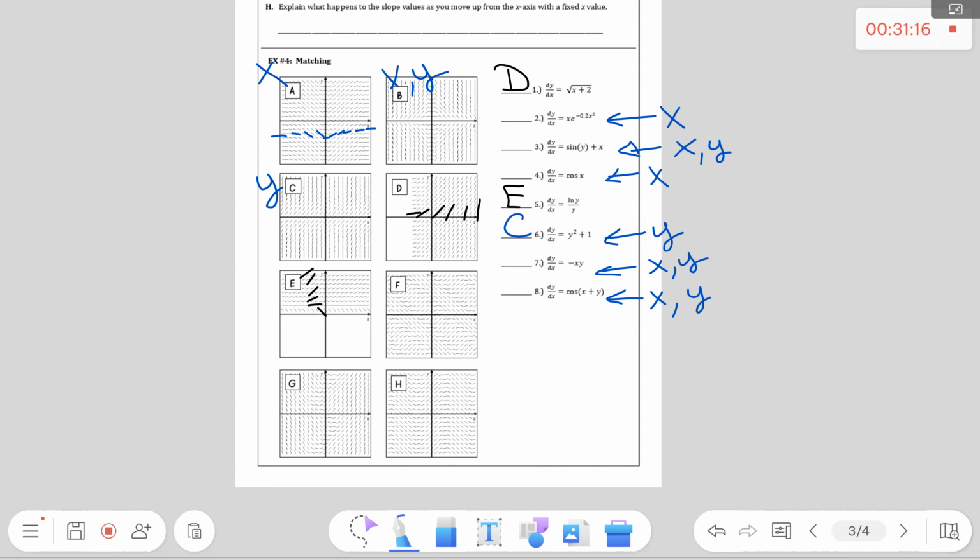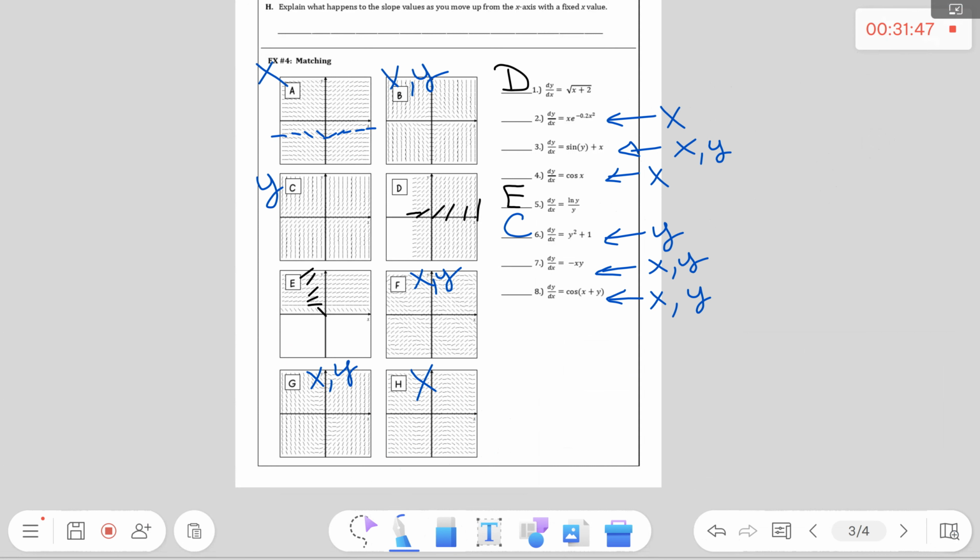F looks funky. That's X and Y, right? Yeah. What about G? Just X. Or just... That looks like X and Y. Oh, yeah. H is just X. H is just X, yes. Okay, I was on the wrong one.